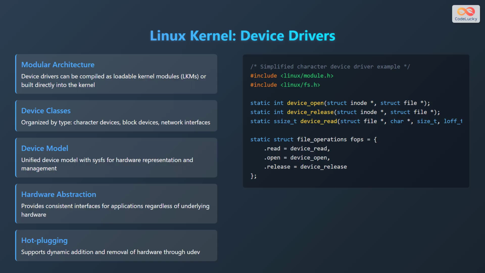Device drivers in the Linux kernel have a modular architecture, meaning they can be compiled as loadable kernel modules, often abbreviated as LKMs, or built directly into the kernel. They are organized by device classes such as character devices, block devices, and network interfaces. They use a unified device model with sysfs for hardware representation and management, providing consistent interfaces for applications regardless of underlying hardware. Also, it supports dynamic addition and removal of hardware through userspace device, often called udev.